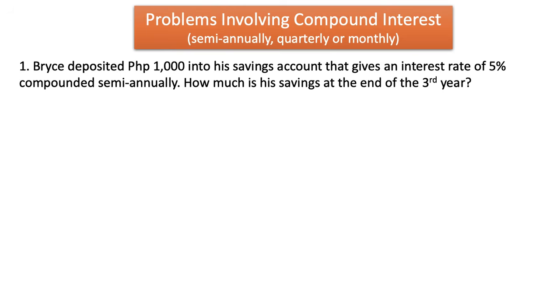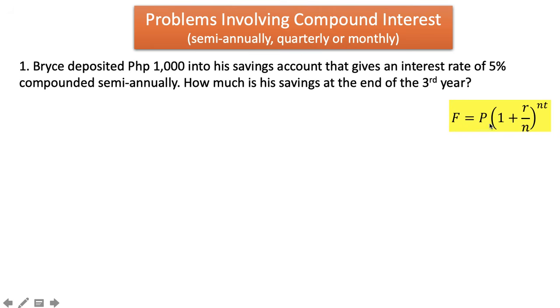Problems involving compound interest, semi-annually, quarterly, or monthly. This kind of given problem is similar to our previous lesson about compound interest, but in this case, the compound interest is given twice a year, every 3 months, or monthly. So here is the formula that we're going to use.